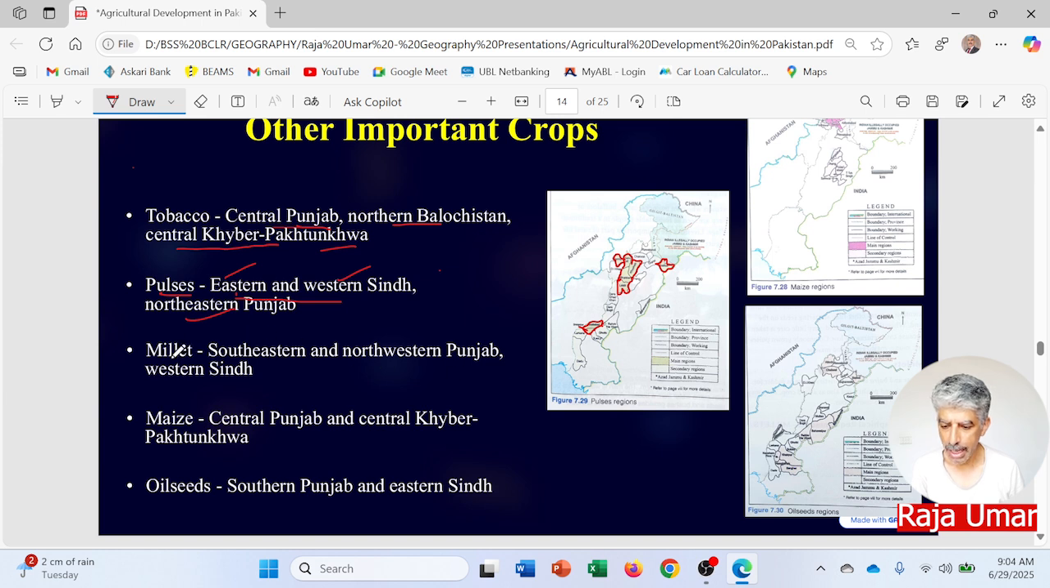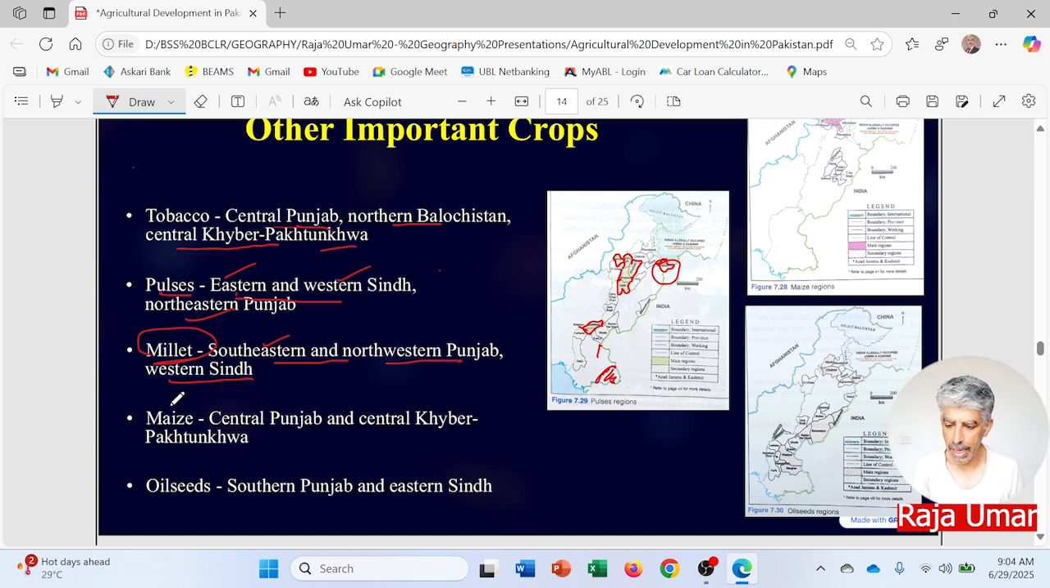So number two, that is millet. Southeastern and northwestern Pakistan and western Sindh, and again, if you have a better idea of the locations, then southeastern and northeastern Punjab. So southeastern is this region, and northeastern Punjab is this region, again Sialkot and Narowal Shakargarh regions, where the millets are grown. Millet we call Jawar and Bajra. So they are grown in these areas as the larger crops.